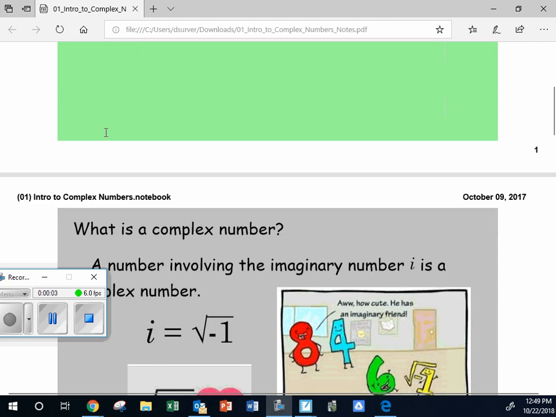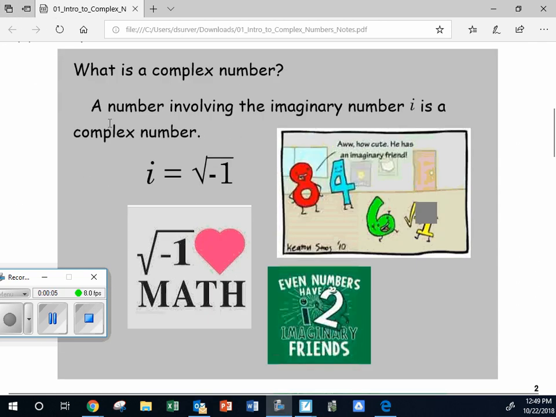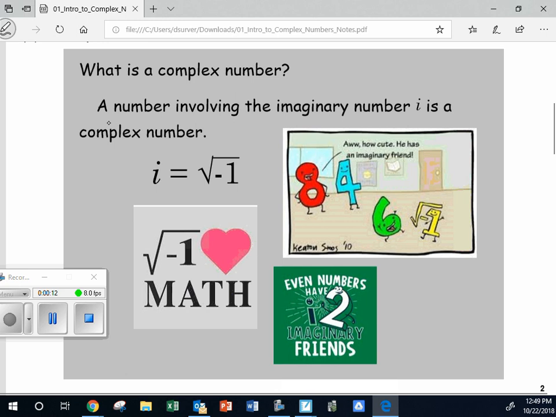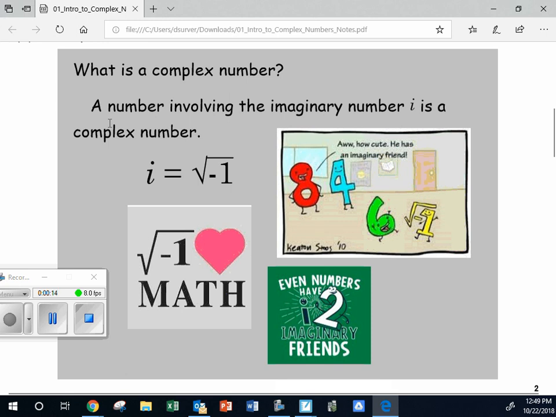Okay, so this is about complex numbers. What is a complex number? I. And I is defined as the square root of -1.